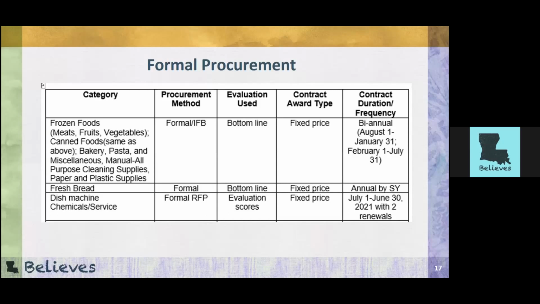And then for the dish machine and services, this SFA has decided to use a formal RFP because the service that's provided by the company is important. So the SFA is going to develop criteria that they will use to evaluate each prospective vendor.